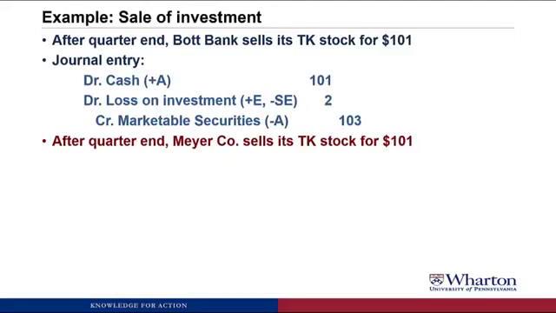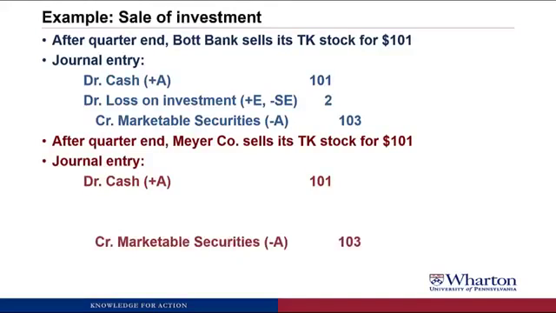Meyer also decides to sell its TK stock for 101. Now, this seems sort of strange because they chose available for sale, which meant their intent was to hold it for the medium or long term. But even if that's your intent, you're always allowed to change your mind. So if Meyer eventually decides they need to sell the stock now to get the cash, it's okay to do that even though they chose AFS. It's based on your original intent, but you can change your mind if you need the cash to fund some kind of project. So anyway, Meyer also gets 101 cash, and they also remove the marketable securities balance of 103.